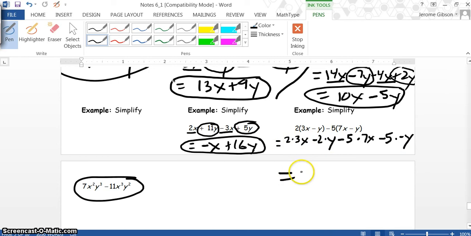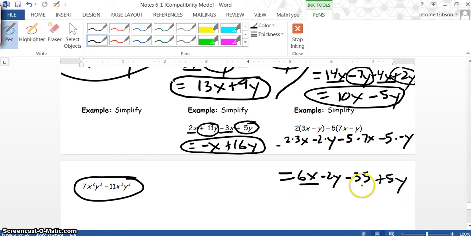So 2 times 3x is 6x. A minus 2 times y is a minus 2y. A minus 5 times 7x will give us minus 35x. And a minus 5 times a negative y will give us a positive 5y.